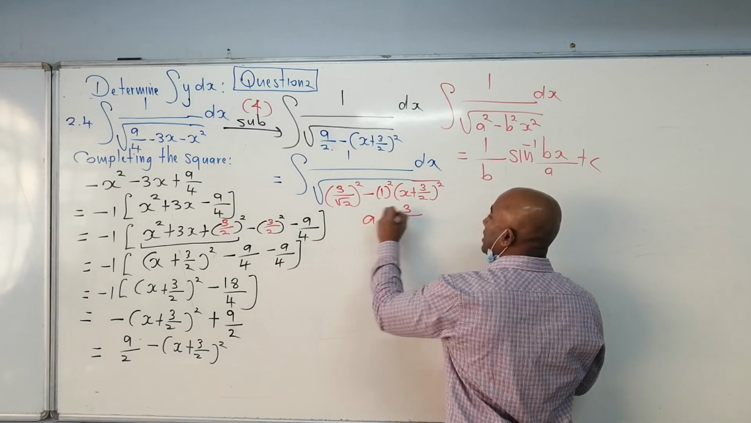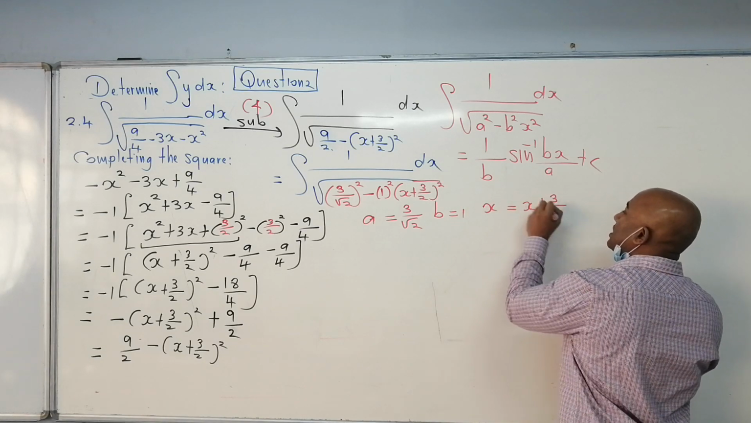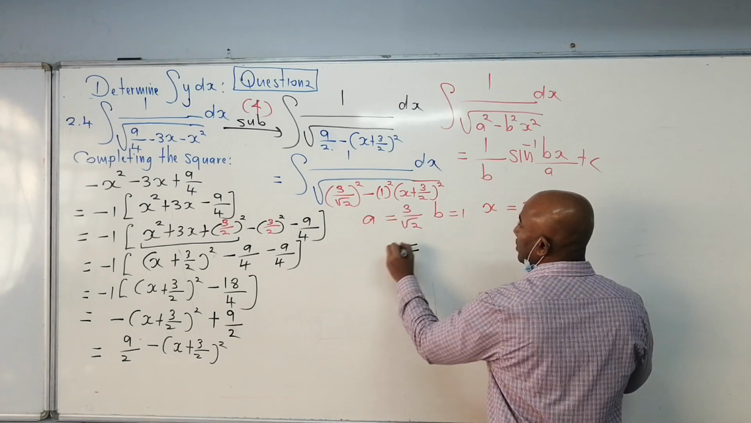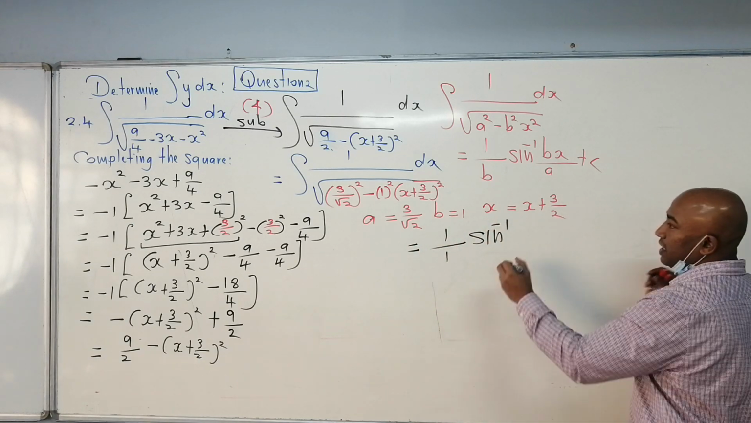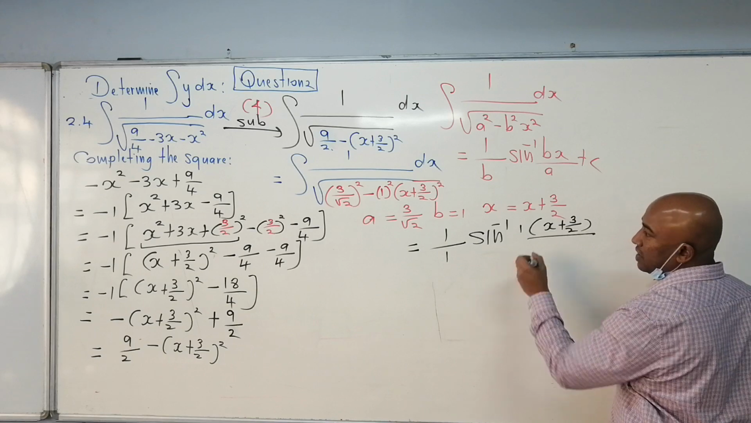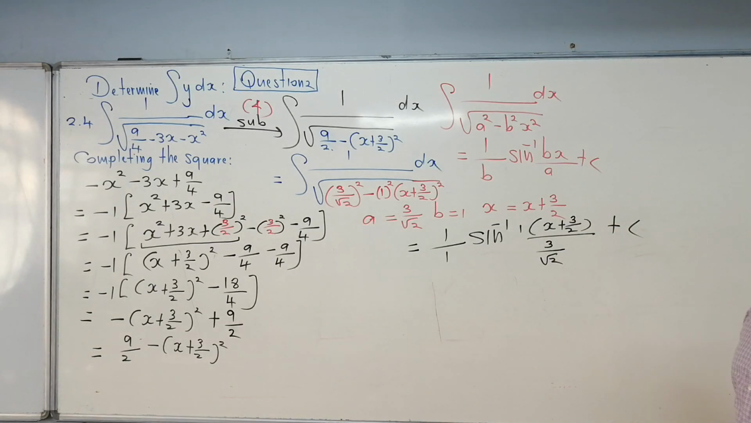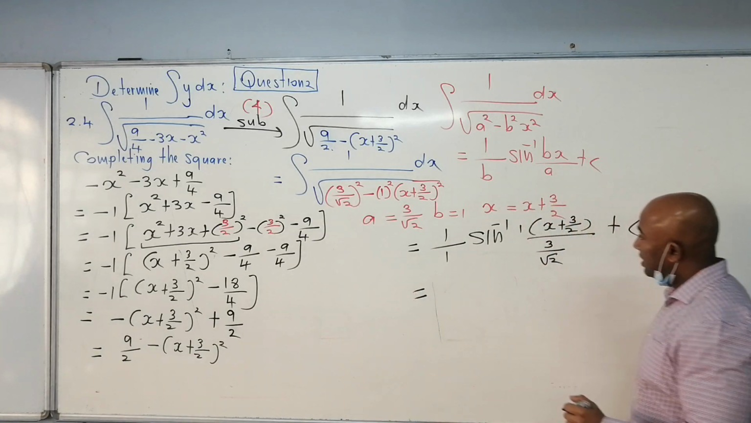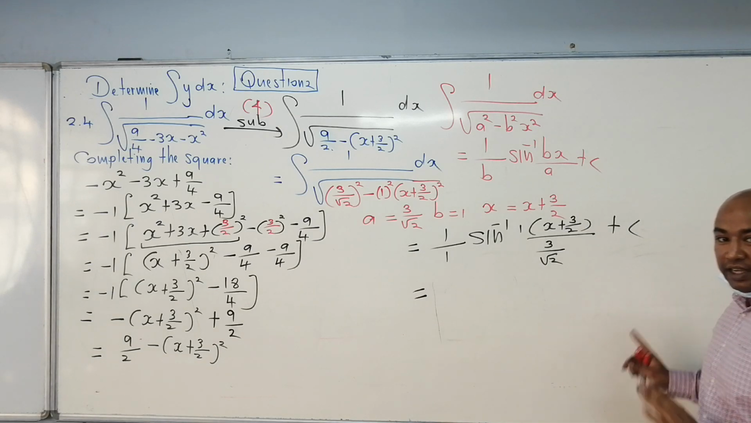My a is 3 over root 2. My b is 1. And my x is represented as x plus 3 over 2. Do your substitution and then you're done. So this is equal to 1 over b, which is just 1 over 1, times inverse sine bx, so that's b times x plus 3 over 2, all divided by a, which is 3 divided by square root 2, plus c. You're done. I'm just going to simplify this further. But the fact is, we've integrated. We deserve full marks at this stage here.